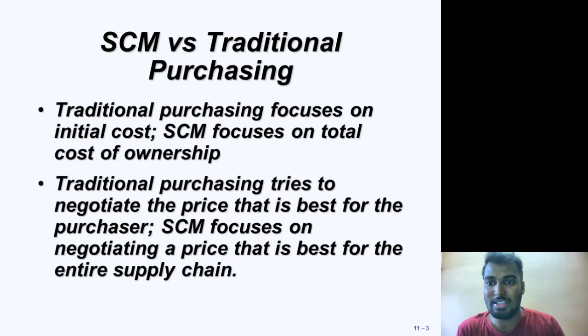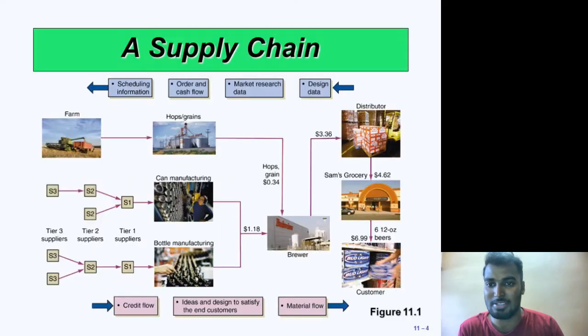Let us try to know the difference between supply chain management and traditional purchasing. We all know traditional purchasing focuses on initial cost, whereas supply chain management focuses on the total cost of ownership. Traditional purchasing tries to negotiate the price which is suitable for the purchaser, whereas supply chain management suits the entire supply chain. It does not focus only on the purchaser, but on the complete supply chain process.